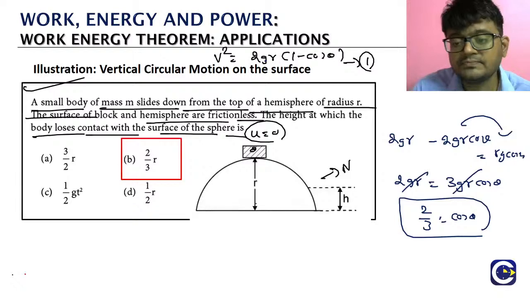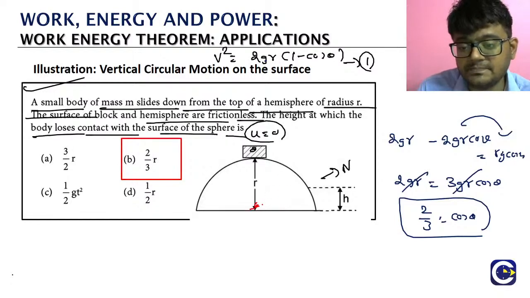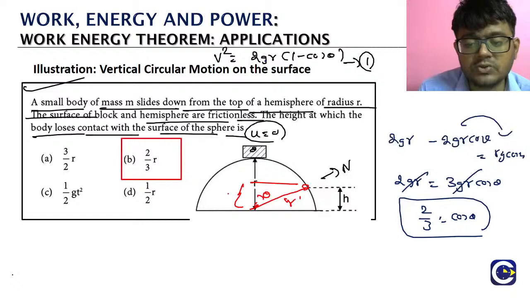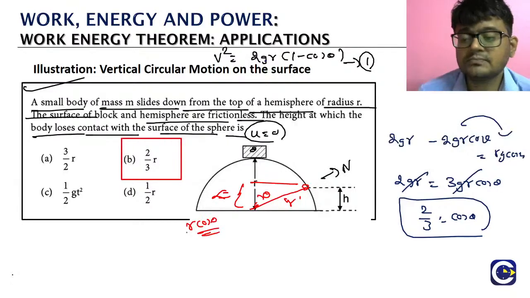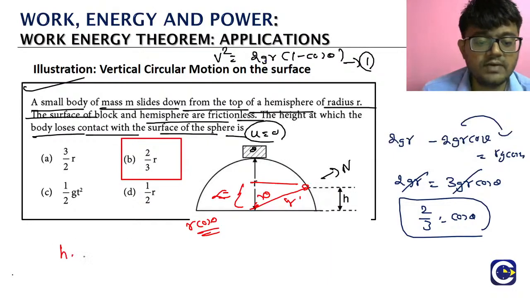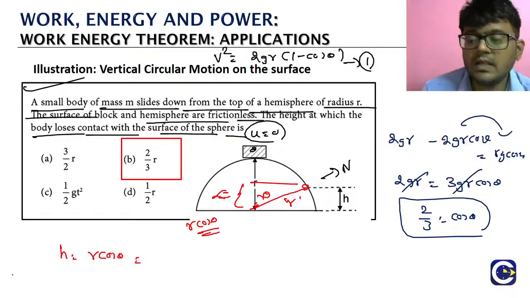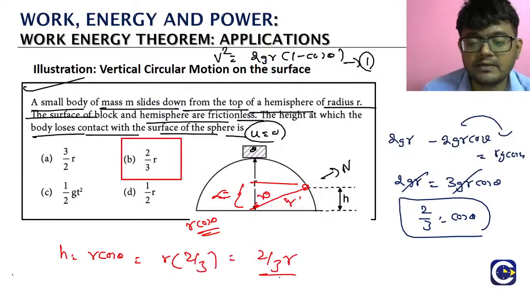So இங்க பாருங்க, this is the triangle we created, right? இதான் நம்ம create பண்ண triangle. இங்க பாருங்க, this is theta. So இப்போ இதுல we have already said what is this? Hypotenuse r. So this is what? It is the r cos theta. That is our h. So h ஓட value என்ன? r cos theta. cos theta எவ்வளவு? 2 by 3. So r into 2 by 3, that is 2 by 3 r.